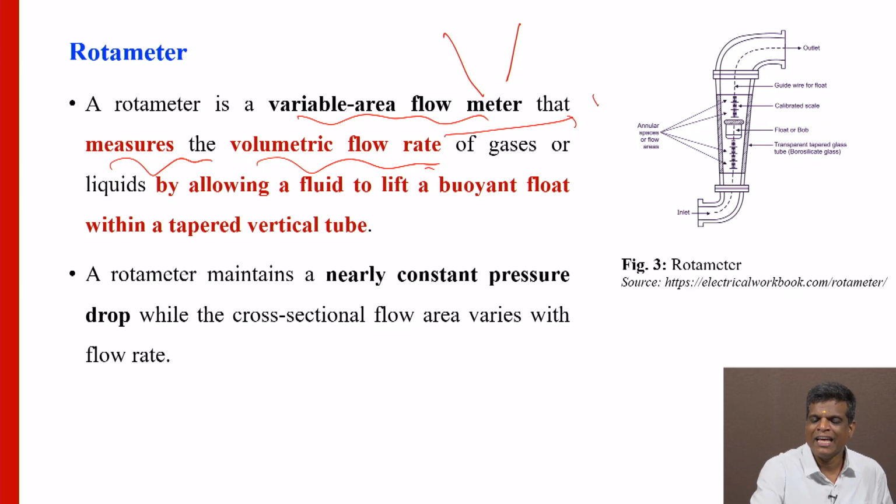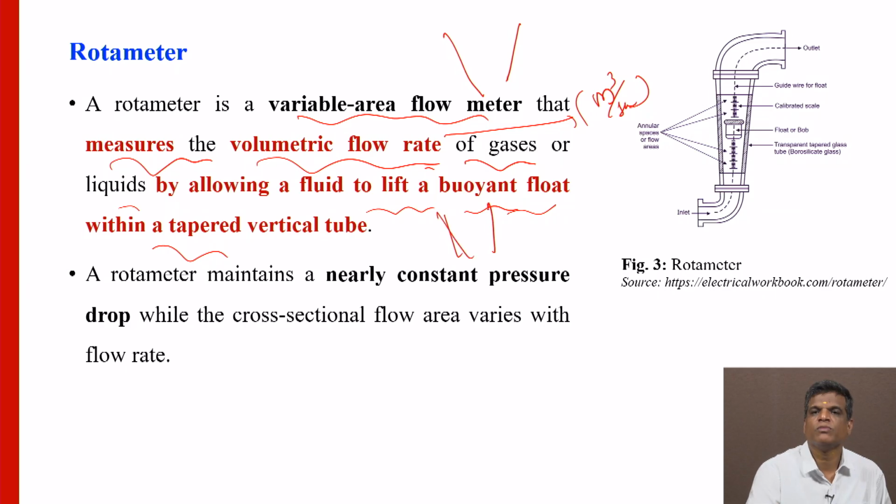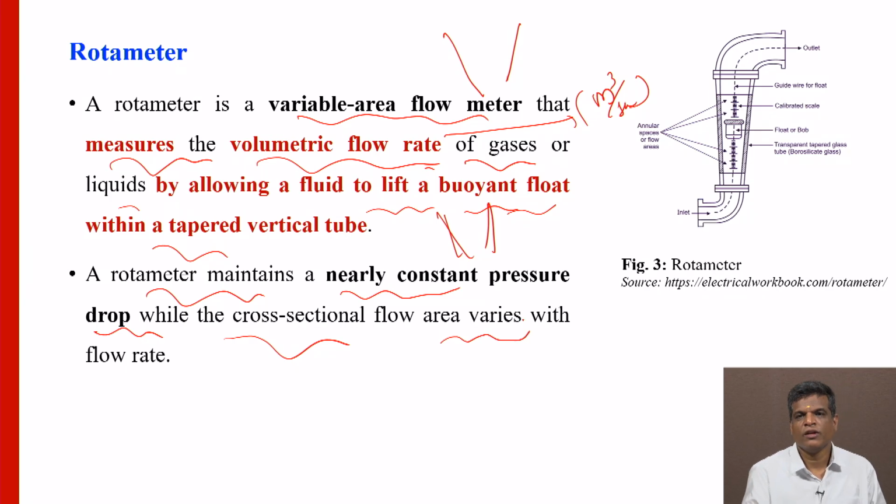What is the volumetric flow rate here? Meter cube per second. It measures the volumetric flow rate of gases or liquids by allowing the fluid to lift a float using the buoyant force within a tapered vertical tube. The rotameter maintains a nearly constant pressure drop, even while the cross sectional flow area varies with the flow rate. Even if you vary the flow rate, it tries to maintain a constant pressure drop.